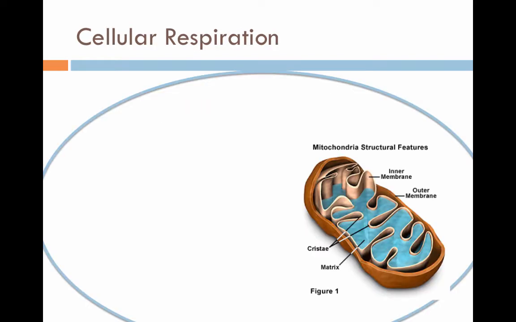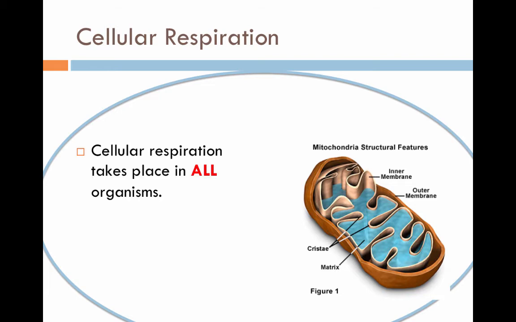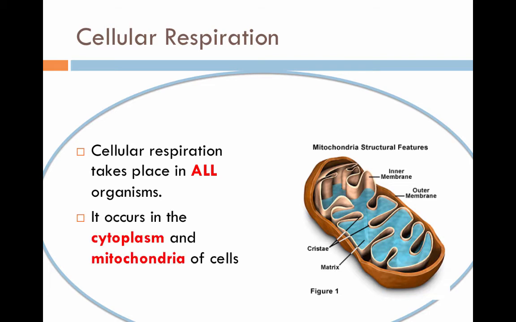Cellular respiration is the most important chemical reaction in any cell. The reason? Because it produces ATP, which is needed by all of our cells. So it should make sense that cellular respiration occurs in every single organism on Earth. Everything does cellular respiration. The chemical reaction is really complicated and it takes many steps, and it occurs in 2 places within cells. It occurs within the cytoplasm and the mitochondria of cells.